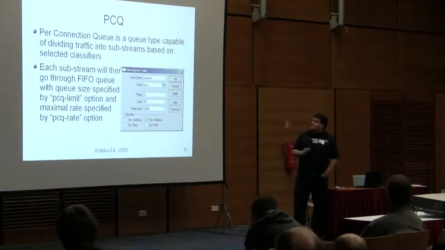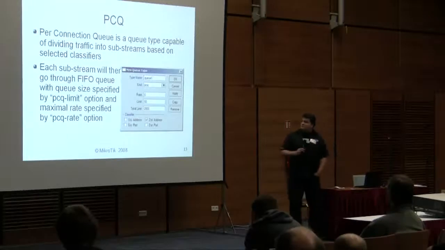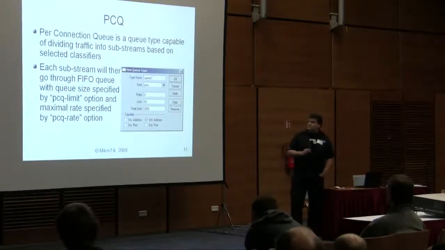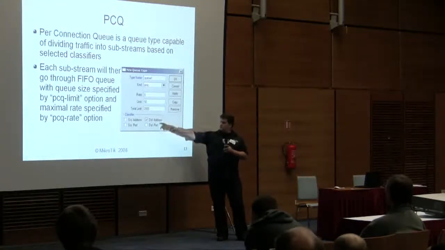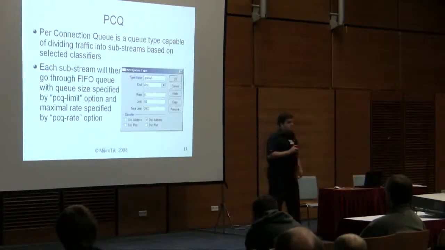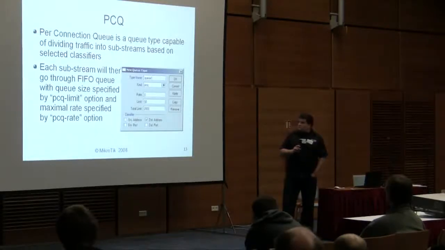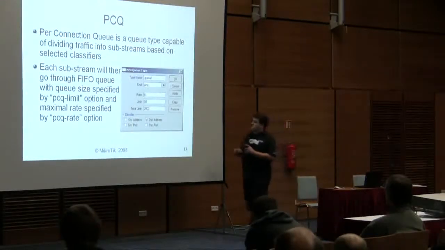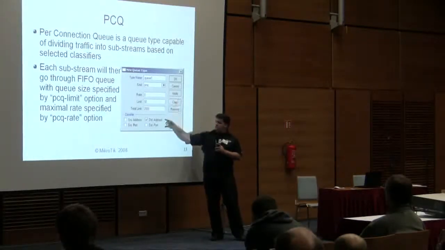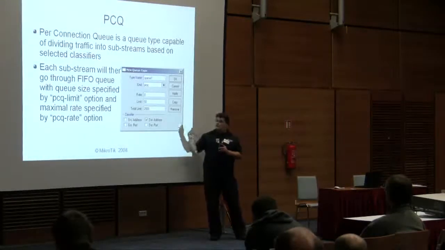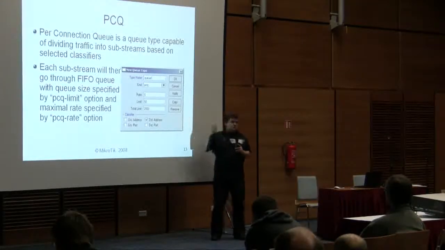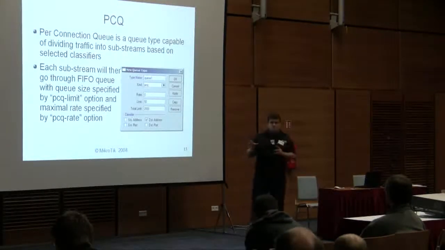So this queue type is capable to divide traffic into substreams based on classifiers, and we have only 4 available classifiers over here. So source address, destination address, source port, destination port. That's it. No more other classifiers. So you can specify the speed of each subqueue by PCQ rate, this option over here. So if you specify there 2 megs, then each subqueue will get 2 megs.